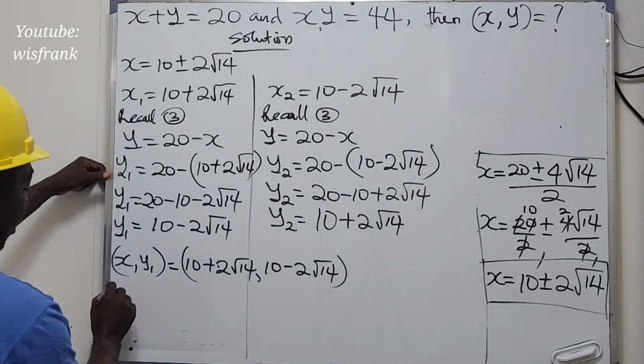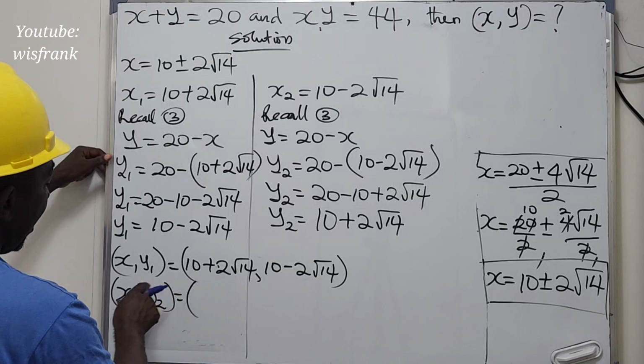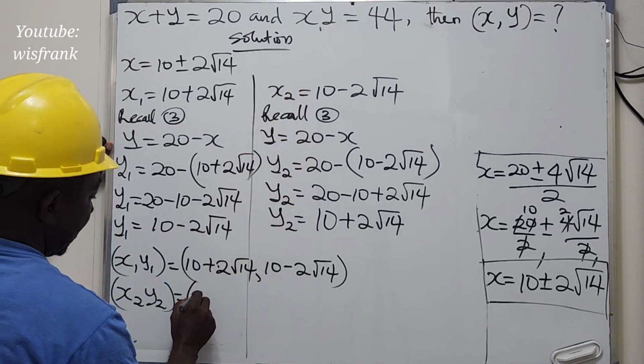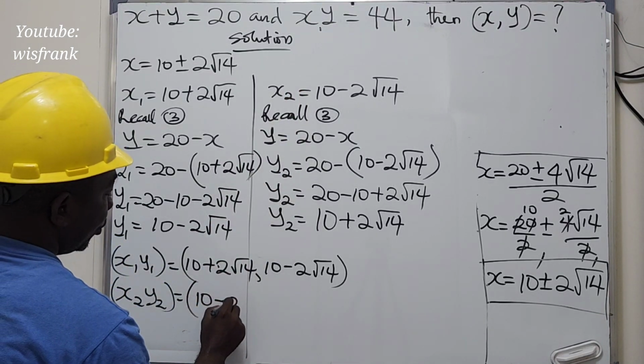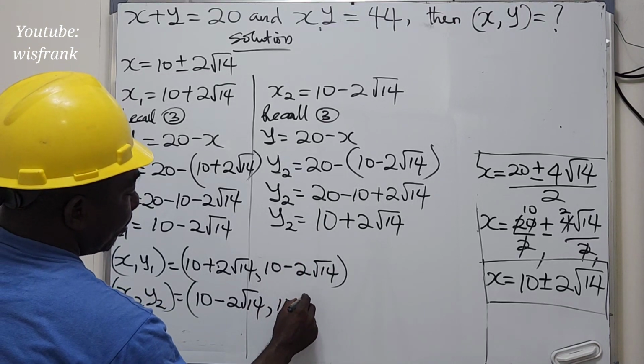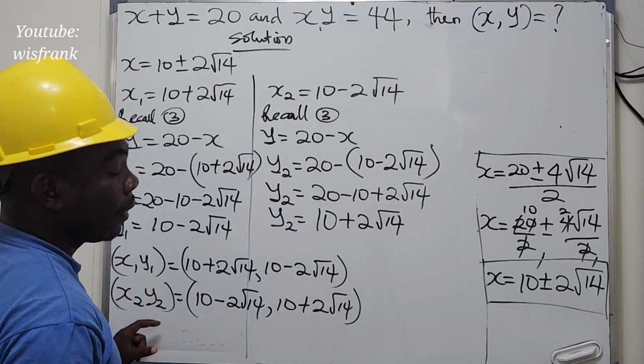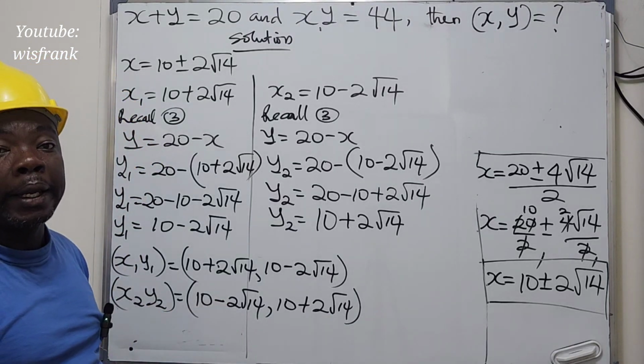Then for our solution, x2, y2 will be equal to, we have our x2 as 10 minus 2 root 14, then our value of y2 as 10 plus 2 root 14. So these are the values of x and y that we have.